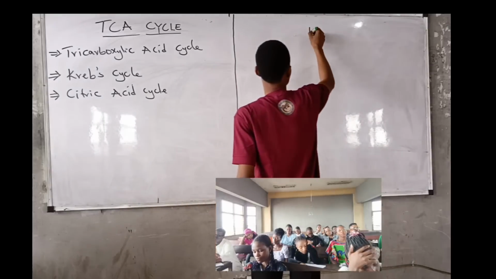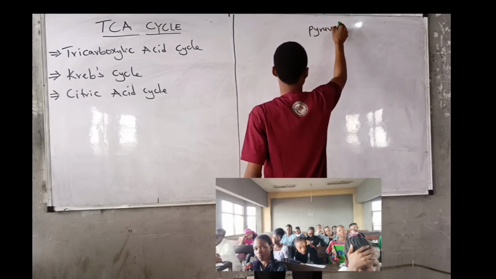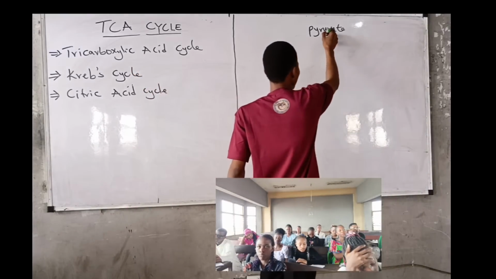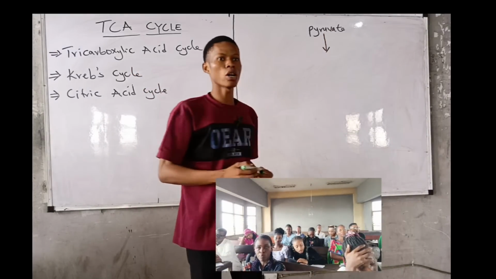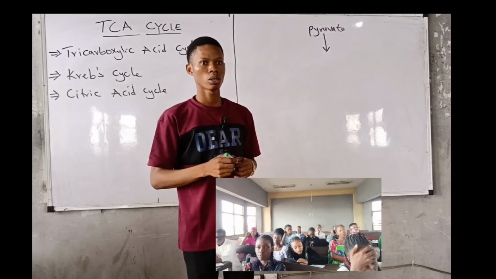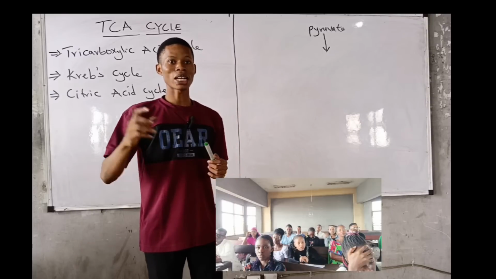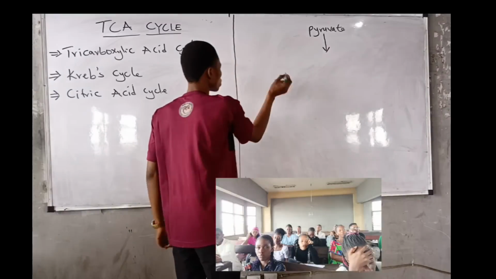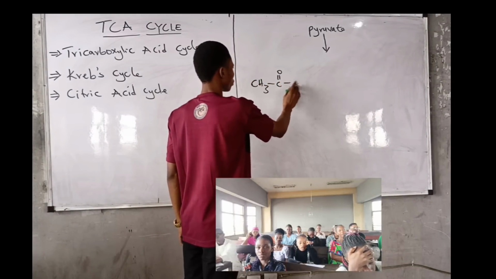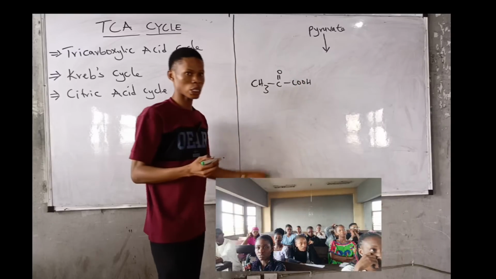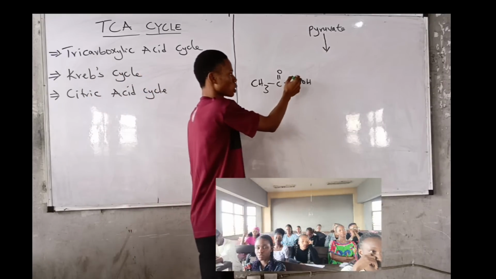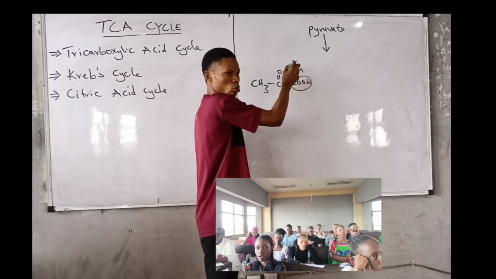Now I'm going to start with pyruvate. Don't write yet. Pyruvate was gotten from the glycolytic pathway, right? Now if oxygen is present, pyruvate will undergo what we call oxidative decarboxylation. Decarboxylation means what? Removal of what? Carboxylic acid group, right? Good. Now if this is the structure of pyruvate, this pyruvic acid, pyruvate. Now when we say oxidative decarboxylation, removal of what? Carboxylic acid group, right? This is removed.